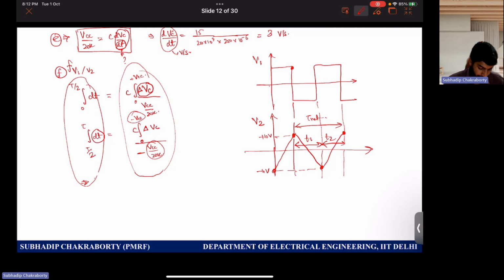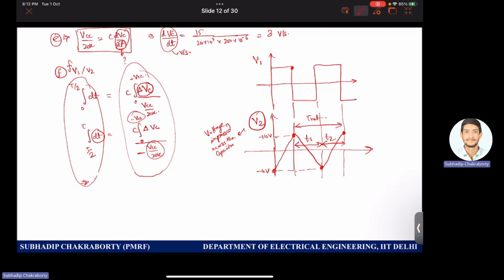Okay, so kindly try now, because this V2 is the voltage impressed across the capacitor. So this is half of the cycle, I can write T1, and this is half of the cycle, I can write T2.